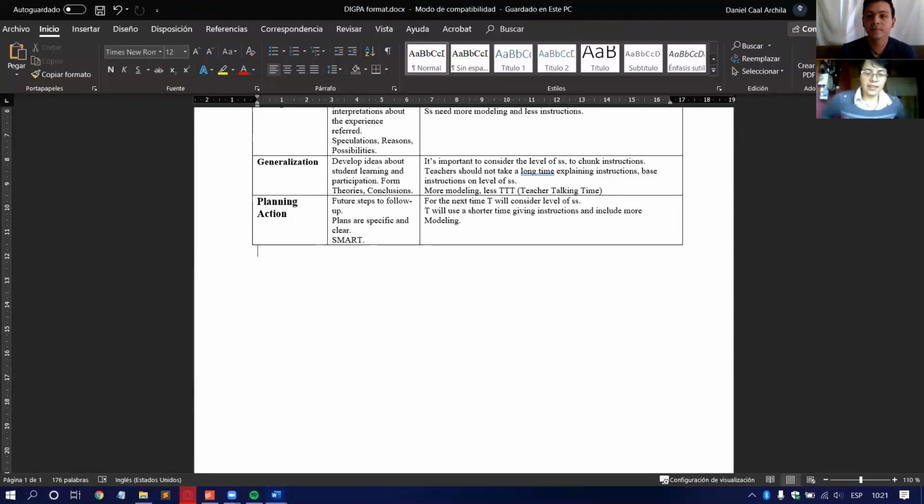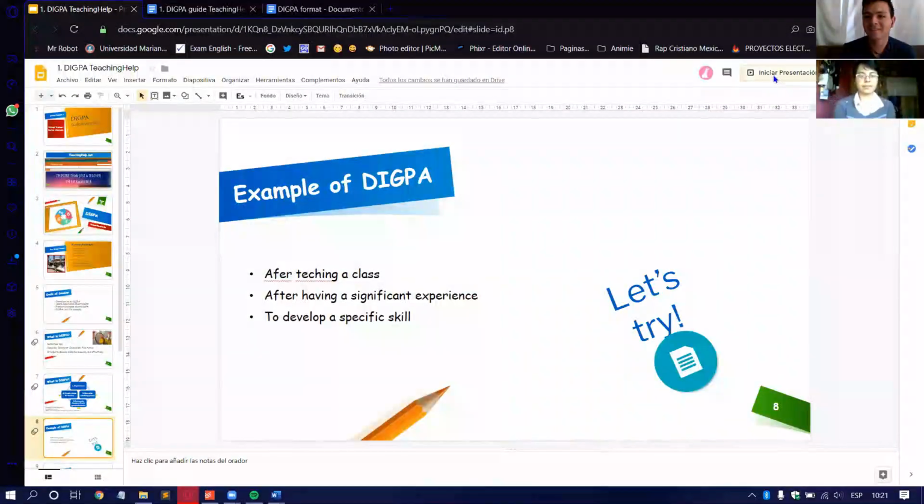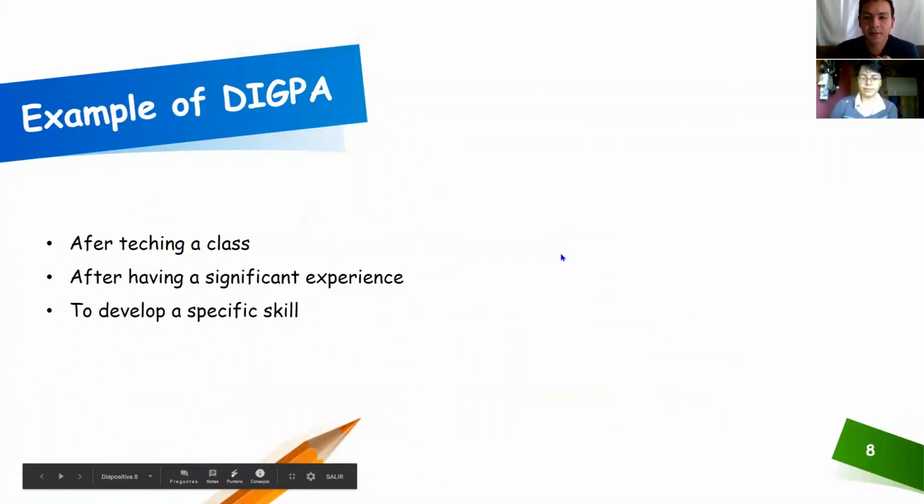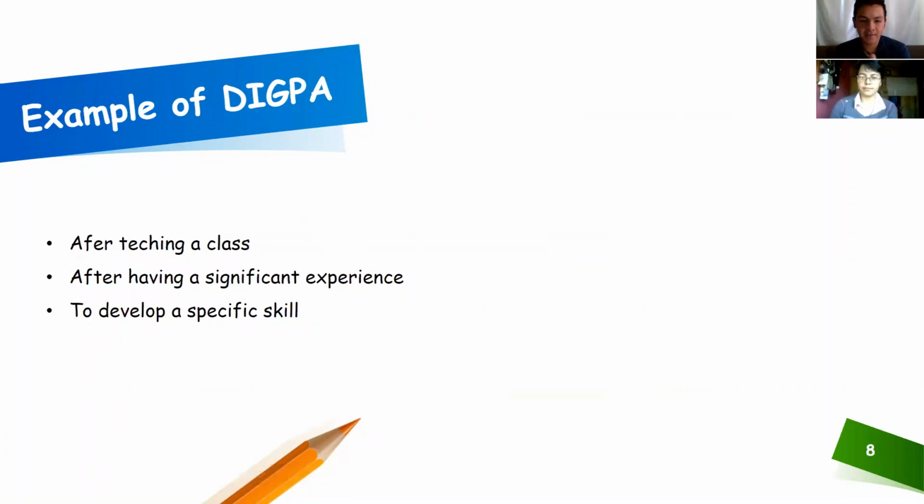Okay, thank you. So that was the real example, real experience about how to use DIGPA. Guys that you're seeing us in the virtual session, we will share this format with you, and you can download it. So you can use it for your own benefit. You can modify it as you want, and of course, it's free access for you.